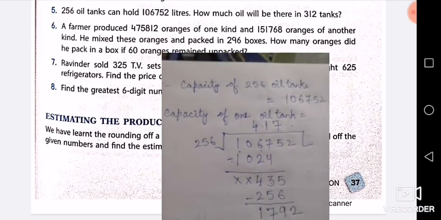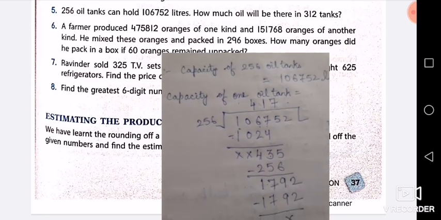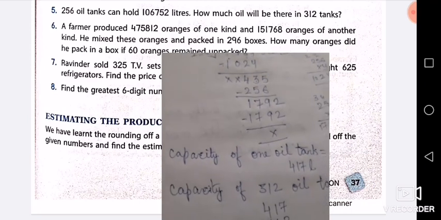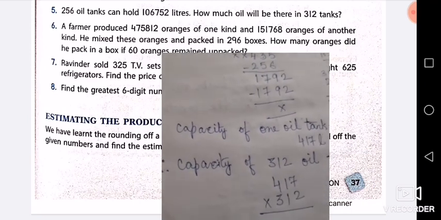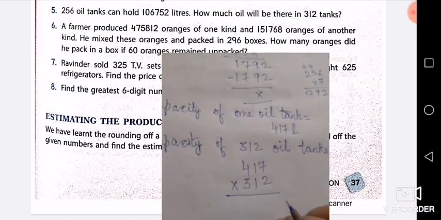What is given? Capacity of 256 oil tanks has been given to you. Then you have to find out the capacity of one oil tank by division, and then you have to find the capacity of 312 oil tanks. That you will get after multiplying.